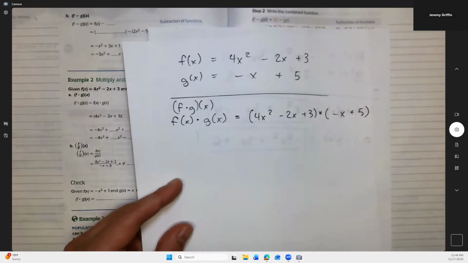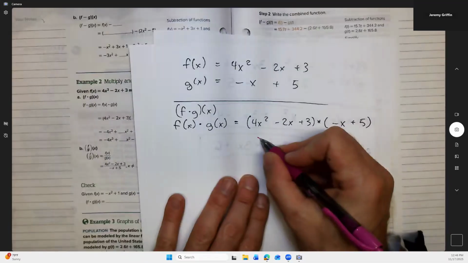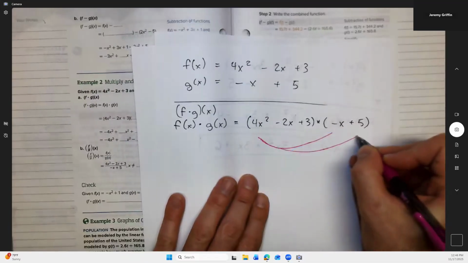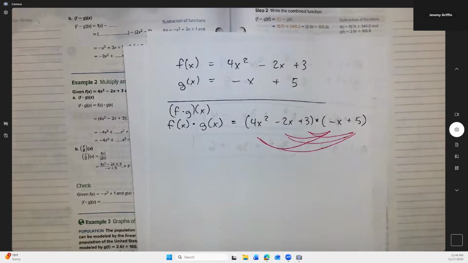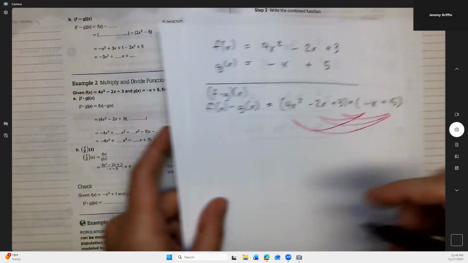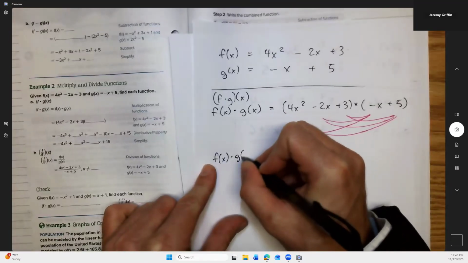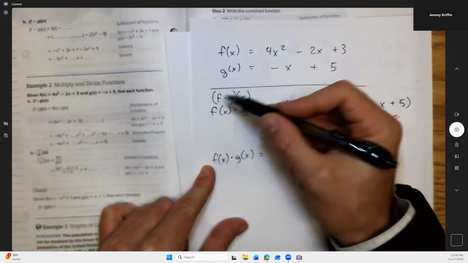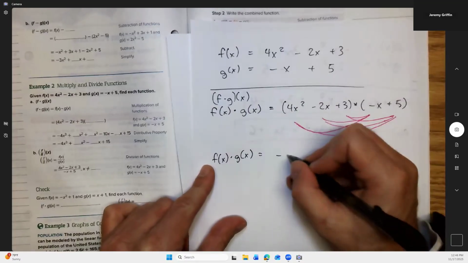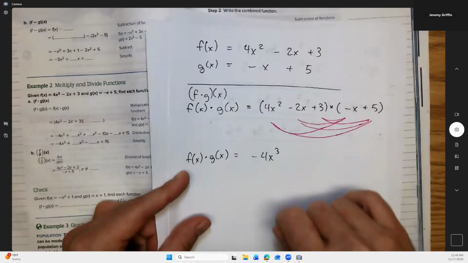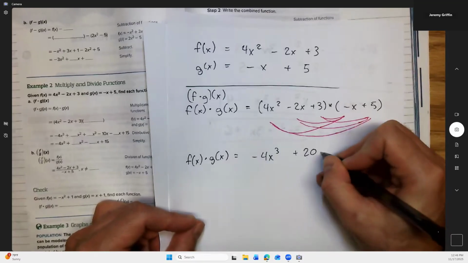So I have three terms multiplied by two terms. I have to do a super distribution here. So this times this, this, and this, and then this, this, and this. Boom, boom. All right, so let's put it all together. f of x times g of x, also called f times g of x. We got 4x squared times negative x, that's negative 4x to the 3. Then 4x squared times 5, that's plus 20x squared.